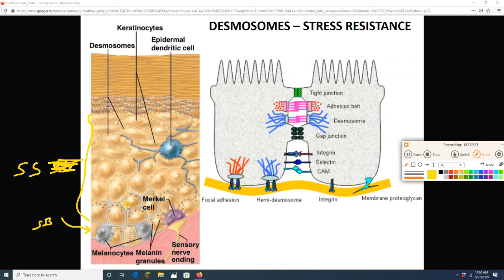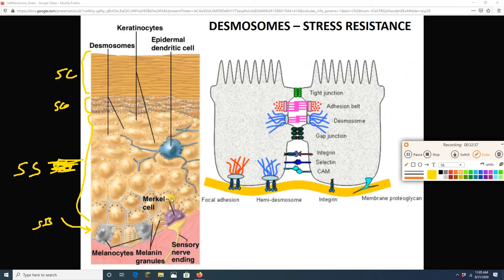This is stratum spinosum here. This is the stratum granulosum. This is the stratum corneum. I do not see any stratum lucidum or hair, so thin skin.